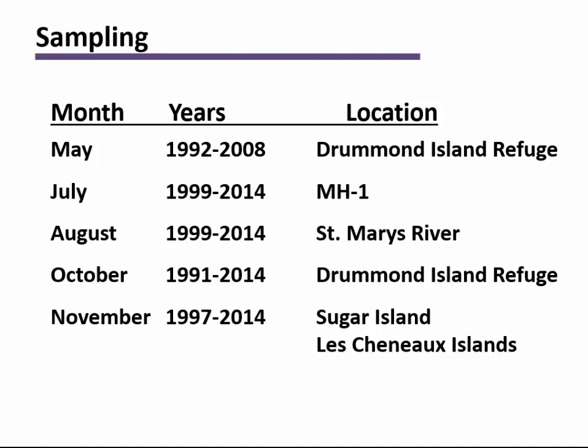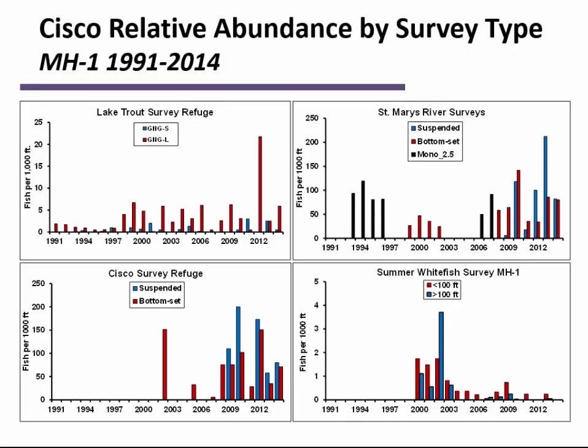We have a survey in August that takes place every 4 to 5 years in the St. Mary's River system. During October, we also sample again in the Drummond Island Refuge targeting mainly lake trout, but we also do Cisco surveys. And then in November, we routinely sample at Sugar Island and in the LHC Islands. These are primarily Cisco target surveys, the last two.